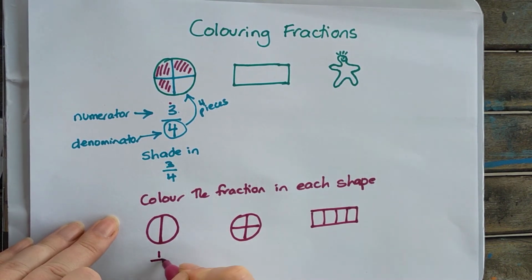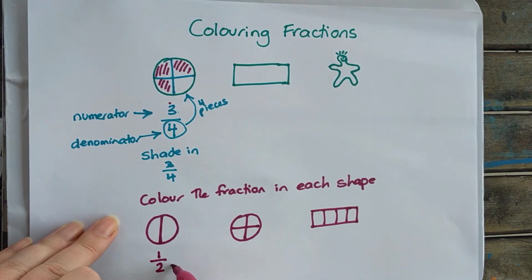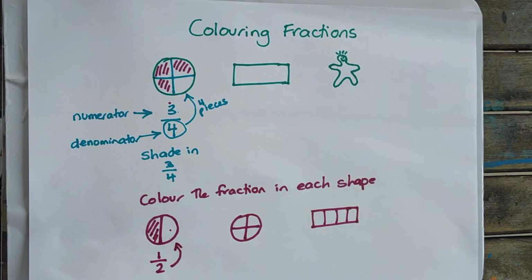And we might have for the first question, colour 1/2. So we know that the diagram's right because we've got 2 pieces that it's been cut into, but we only need 1 of them coloured in. So you'll colour in 1 piece.